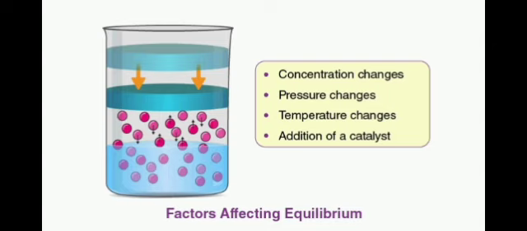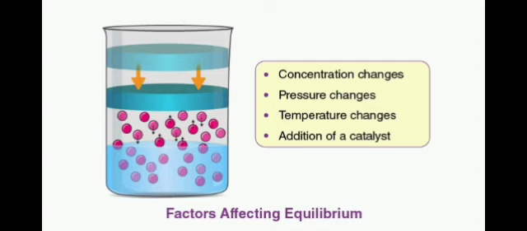A positive catalyst will increase the rates of both the forward and the backward reactions. How does it do that? By lowering the activation energy of the reaction. But the other way round, a negative catalyst will slow down the rate of reaction so that a longer time is needed to reach equilibrium.